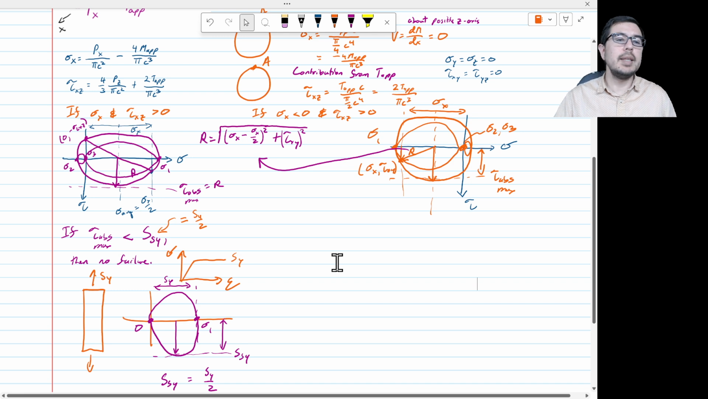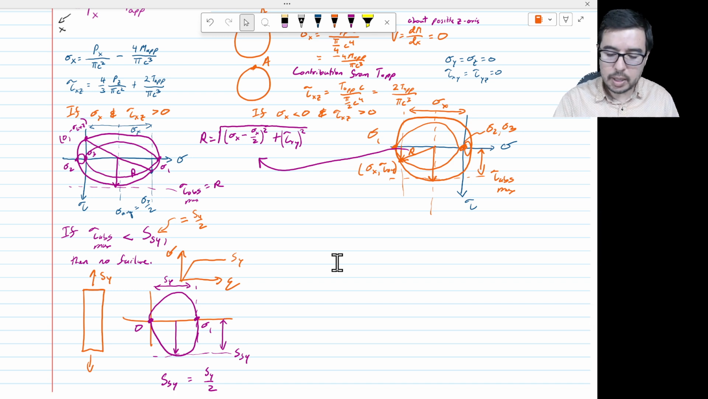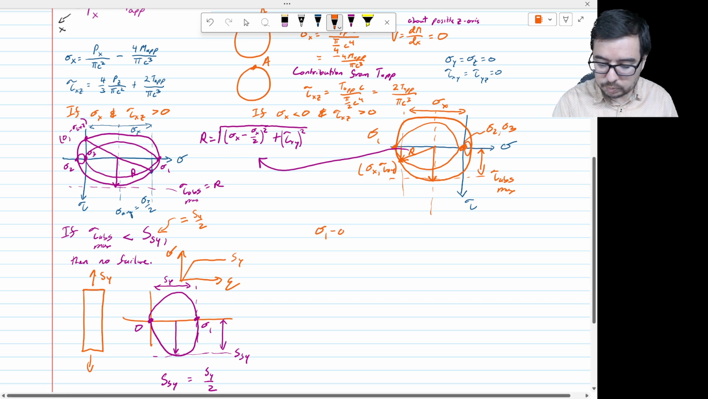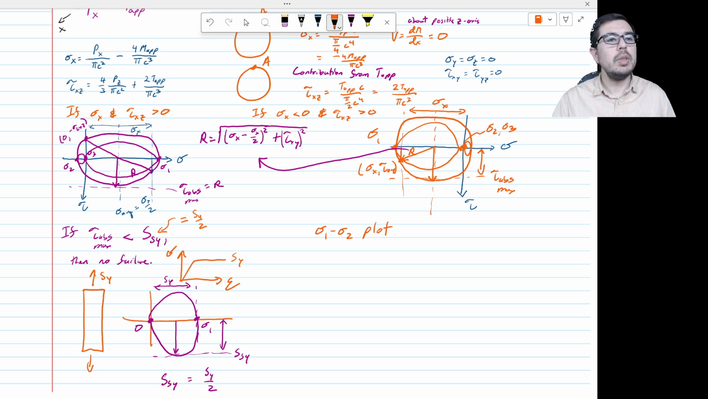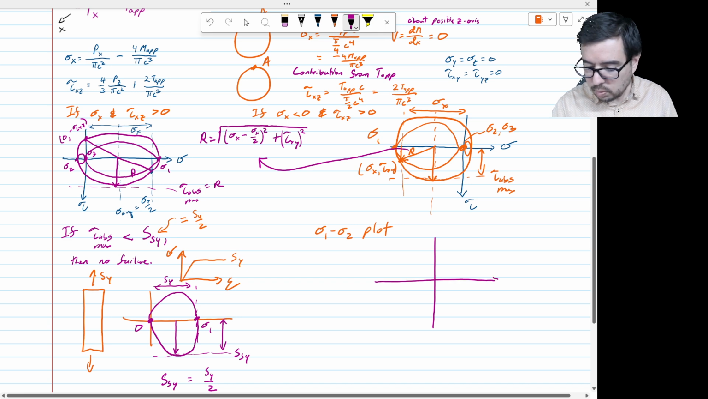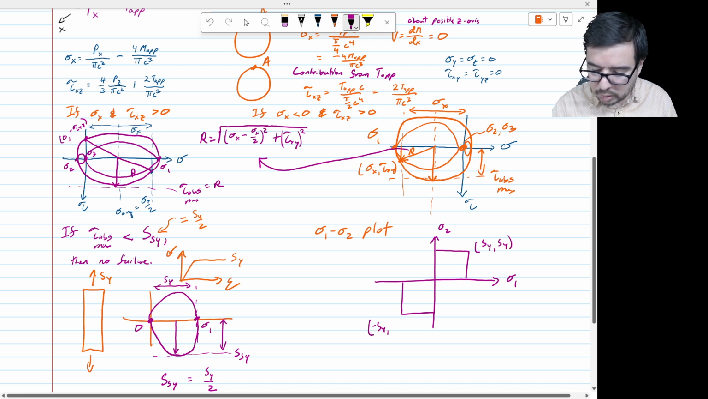Let's talk about what this looks like on a sigma 1, sigma 2 plot. For a ductile material and using the Tresca criterion, the sigma 1, sigma 2 plot will look something like the following. Whoops, I'm too used to drawing more circles in this class. So sigma 1, sigma 2. Here in quadrant 3 and in quadrant 1, we have these box-like shapes, and we just go out to SY, comma, SY, and minus SY, comma, SY.